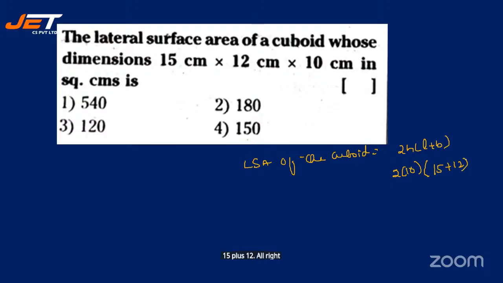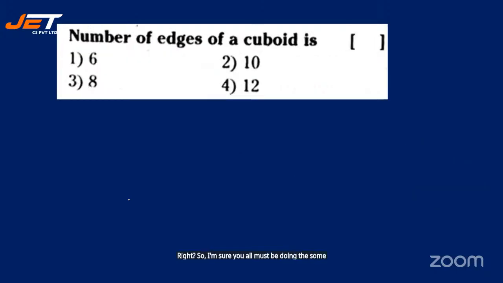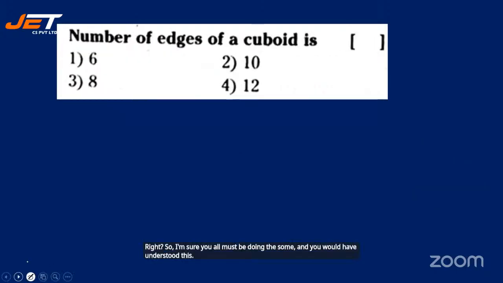All right. So I think now you will be able to do it, isn't it? Yes. Let's see. It is 540. So if you do here, 20 into 27, you will get 540 centimeter square. All right. So I'm sure you all must be doing the sum and you would have understood this. Let's move on to the next question.